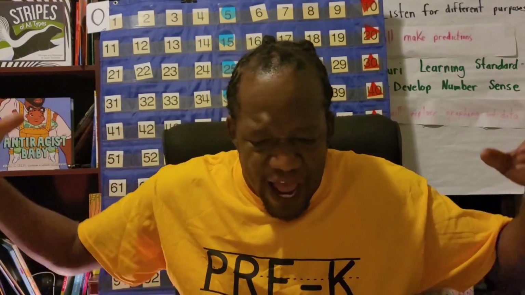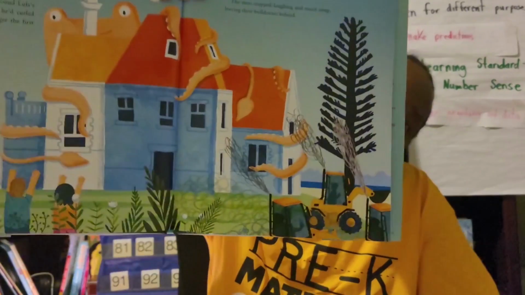And there was Bean, bigger than 10 elephants. He curled around Lula's house the way he curled around her little finger the first day they met. The man stopped laughing and raced away, leaving their bulldozers behind.